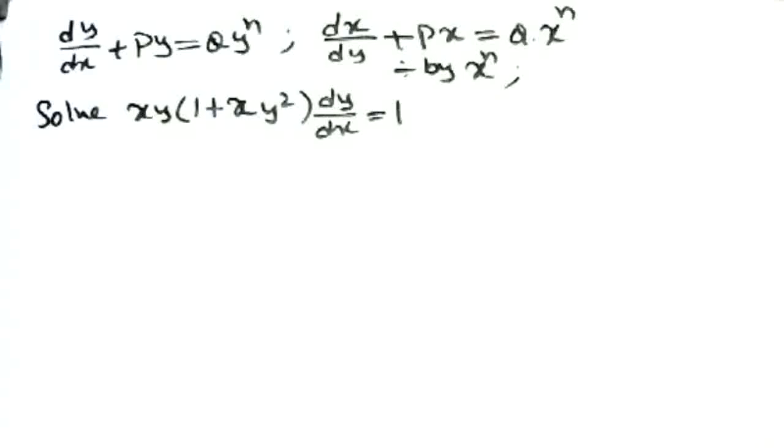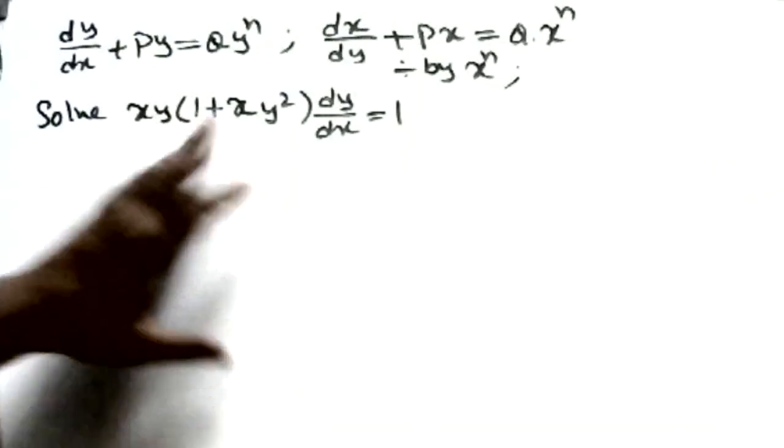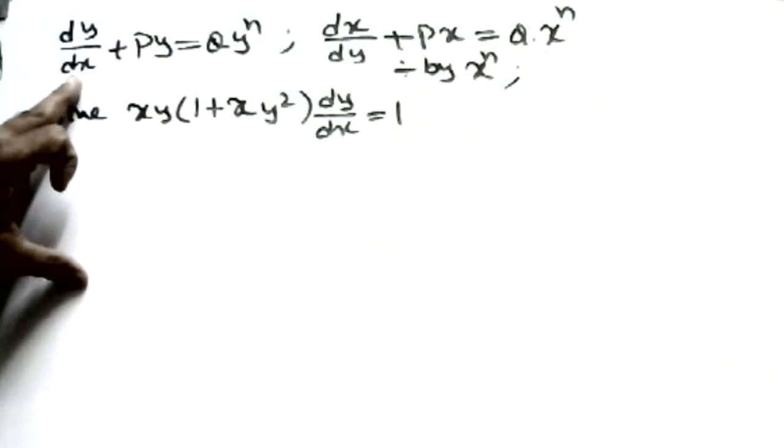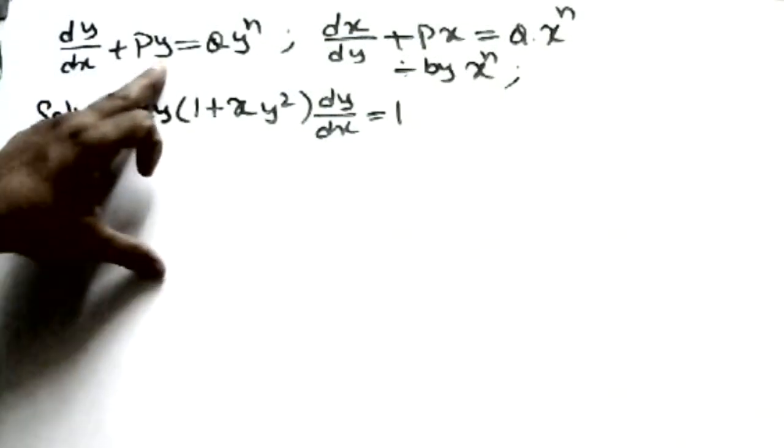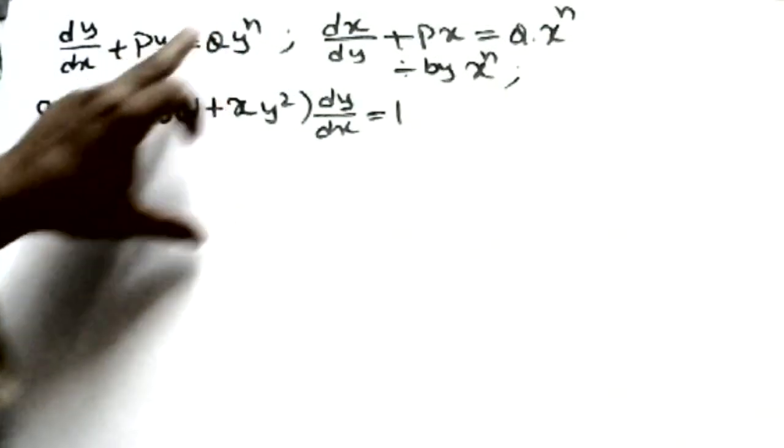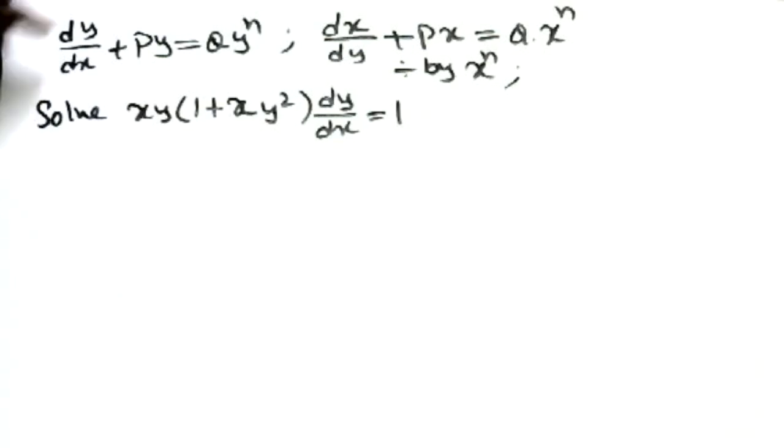Now see the next question. Before going into these questions, I already explained in detail in the last part about Bernoulli's equation. So if anyone has not seen that part, I request you to first observe all the formulas in the previous part. Okay. Now see here, till now we have done questions based on dy by dx plus py equals to q into y power n.